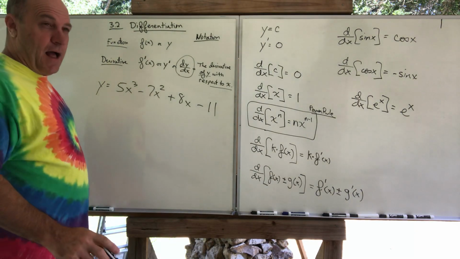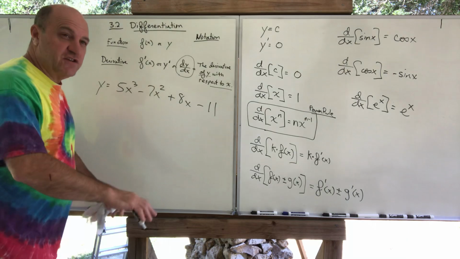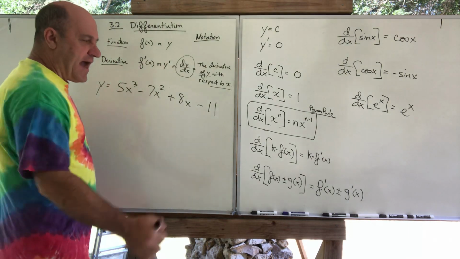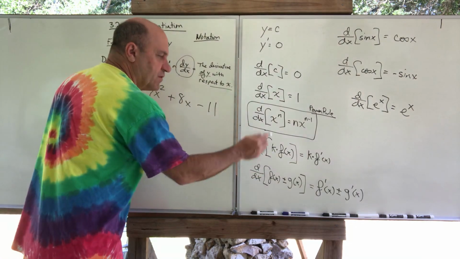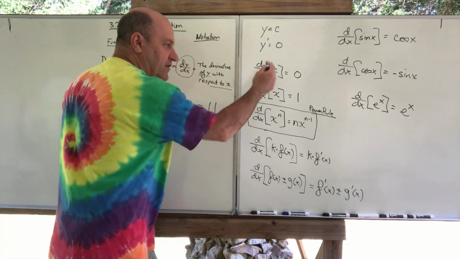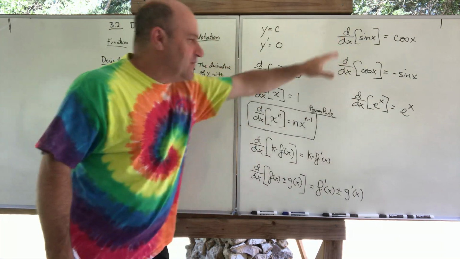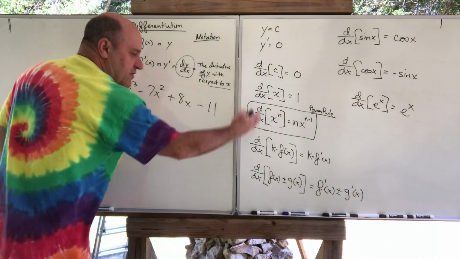Because this is the first time I'm doing this, I'm going to show you how I'm going to use this rule, and this rule, and this rule. I think I'm using all these rules. There is no sine or cosine or e function, so I'm not using those, but I think I'll be using all these rules.